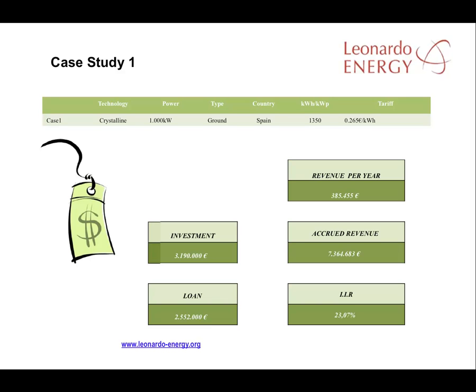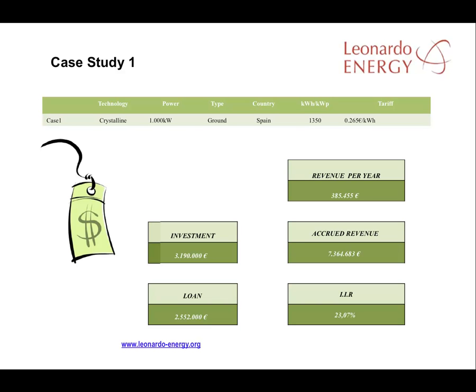And here's a summary of the first case study, the ground-mounted crystalline modules in Spain. The total investment is €3,190,000 and the average income is €385,000 in the first year, rising with the retail price index and the rising price of electricity.